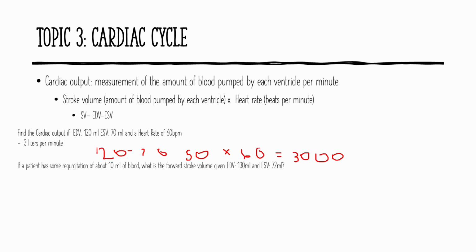Now looking at the second question, if a patient has a regurgitation of about 10 milliliters of blood, meaning that blood is going backwards, so we're losing our forward stroke volume. We want to find the stroke volume, so what would that be? Using the same idea here, we have 130 milliliters, but then we also need to account for that 10 milliliters that is going backward. So we have to subtract 10, and then we'll subtract that 72 milliliters, and then we should get 48 milliliters.